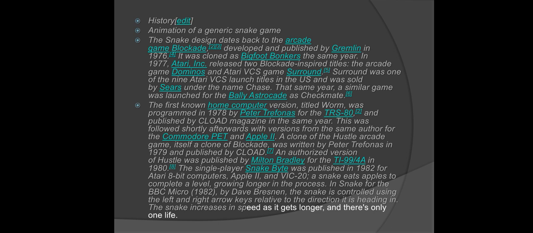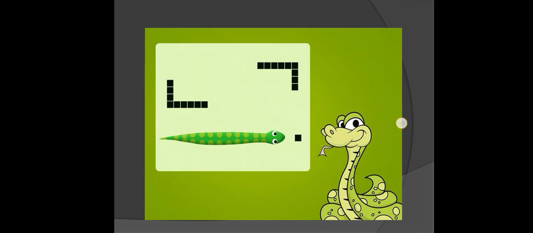A snake eats apples to complete a level, growing longer in the process, in Snake for the BBC Micro in 1982 by Dave Branson. The snake is controlled using the left and right arrow keys relative to the direction it is heading in. The snake increases its speed as it gets longer, and there's only one life.